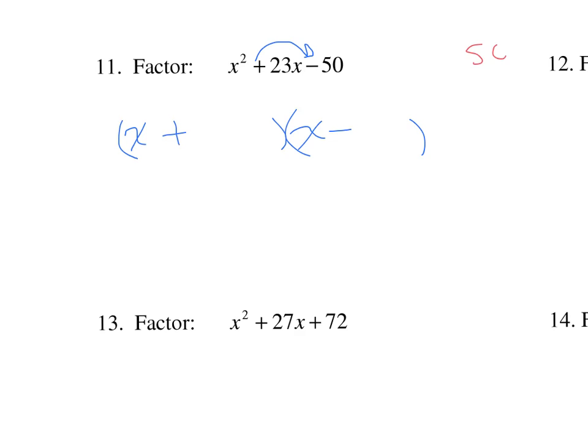If you need to make a list on the side, that'd be 1 times 50, 2 times 25, 5 times 10. Those are the factors of 50. Which ones will subtract to make 23? Looks like 2 times 25. Make sure you write the biggest one first, because when you add them, they have to come out to be a positive 23.